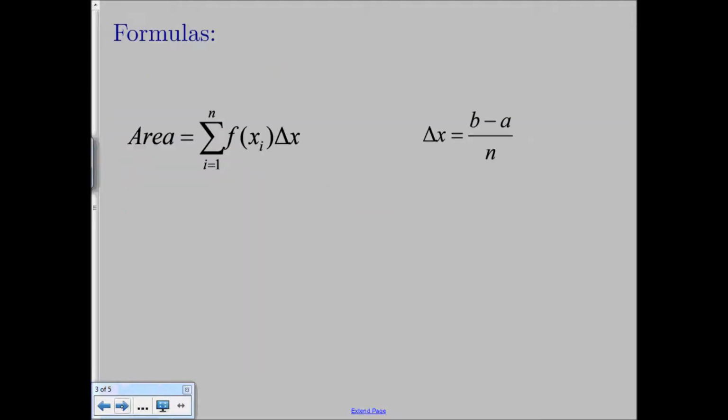Now that we've seen a general picture, we can talk about the formulas. To find the area under the curve, you do the sum from 1 to n of the function values at each xi, which is the height of your rectangle, times delta x, which is your width. Now you might be saying, what's your delta x? Whenever we do area under a curve, we're always given an interval of the x-axis to look at, the closed interval from a to b.